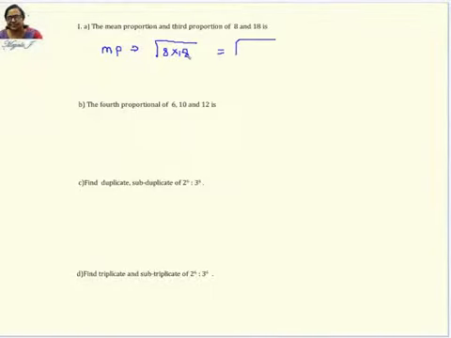You can just bring 2 from this to this place, so that becomes 16. The 2 I'm taking from here and putting in 8, and when the 2 is removed from here, that becomes 9, and both of them are perfect squares. So you can remove the squares of this. The 16 will become 4 and this 9 will become 3. So the answer is 12. Okay, that's the mean proportion.